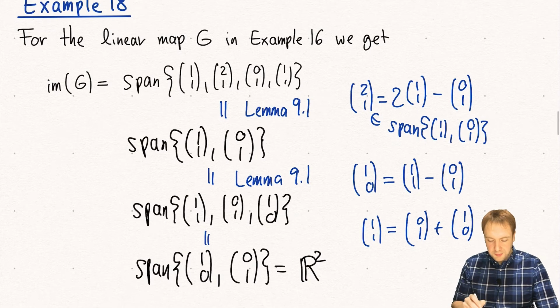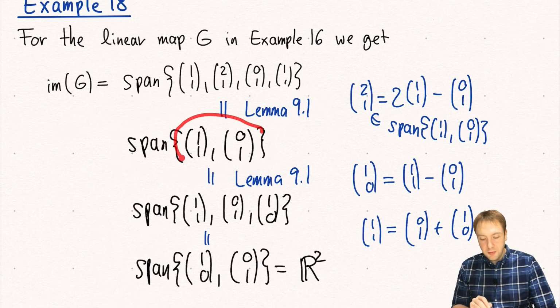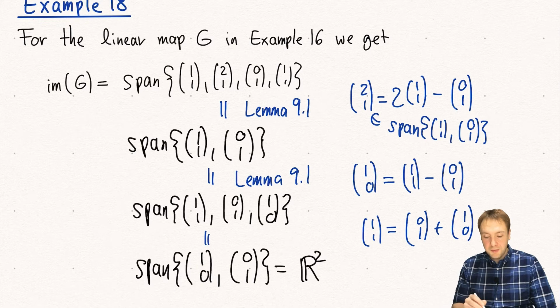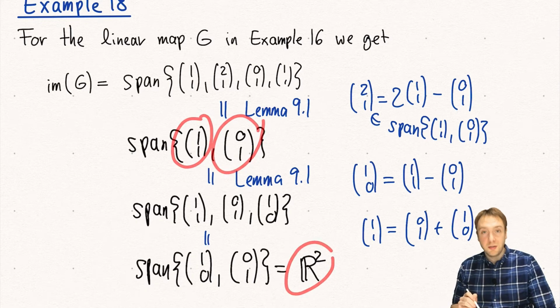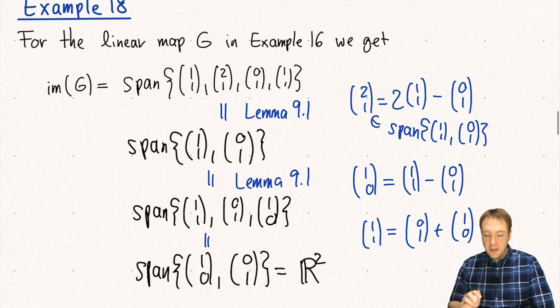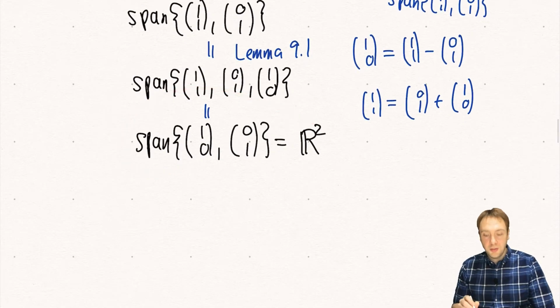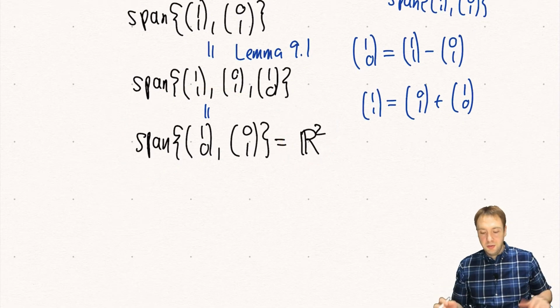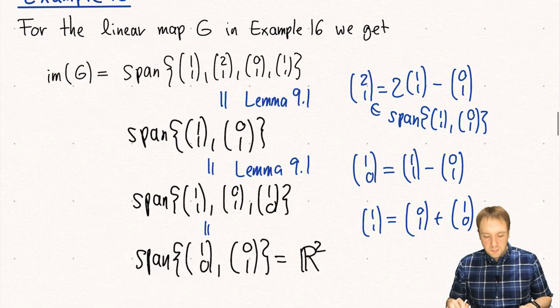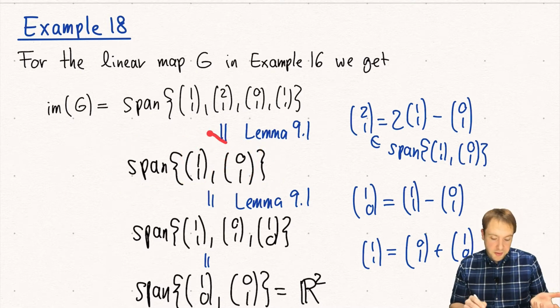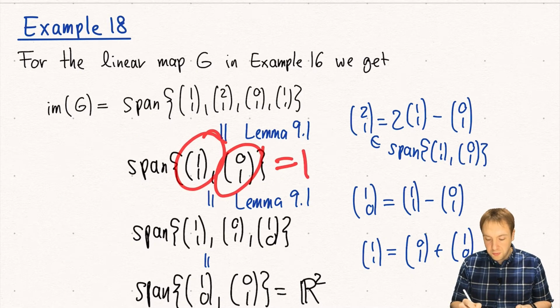But we will also see later that, already at this place here you could stop. We have two vectors which we will see are so-called linearly independent, and they span the space R2. But right now we need to use this lemma 9.1 here 3 times to see that the image of G is exactly the span of these two vectors, which give every vector in R2. But also at this point you could show that every vector in R2 can be written as a linear combination of these, so this is R2.